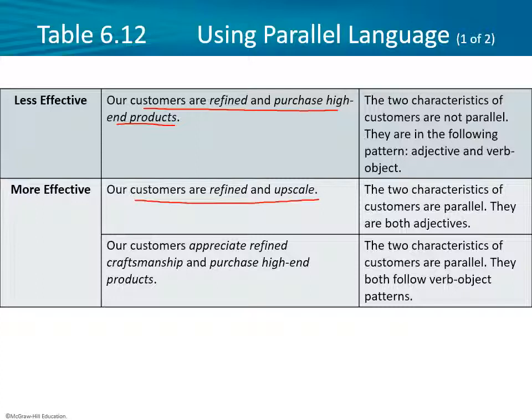Let's see if they have another example. Our customers appreciate refined craftsmanship and purchase high-end products. So if you just break this down, you can see we've got appreciate, refined craftsmanship. So verb, object. Purchase is a verb, object, and the high-end and the refined are the adjectives there. And so refined craftsmanship, high-end products, appreciate, purchase, you get the idea. And you can imagine if this went on for two or three more elements, it'd be even more important to have that.